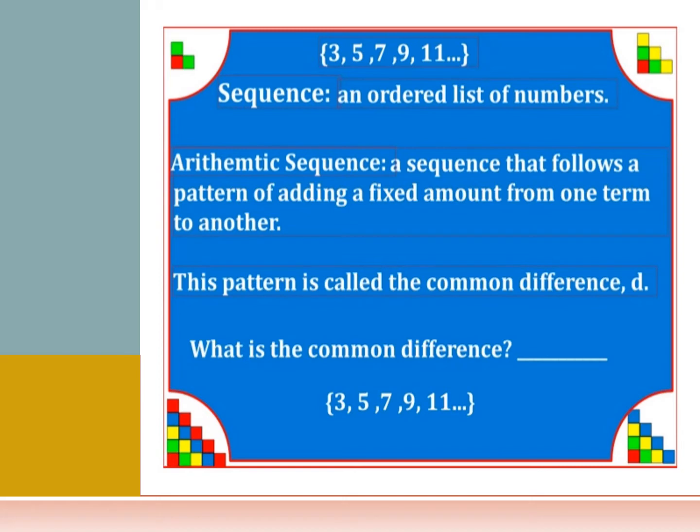So what is the common difference for the sequence 3, 5, 7, 9, 11? It's the number 2, the difference between any two consecutive numbers of the sequence. 5 minus 3 is 2, 7 minus 5 is 2, 9 minus 7 is 2, 11 minus 9 is 2. Okay?